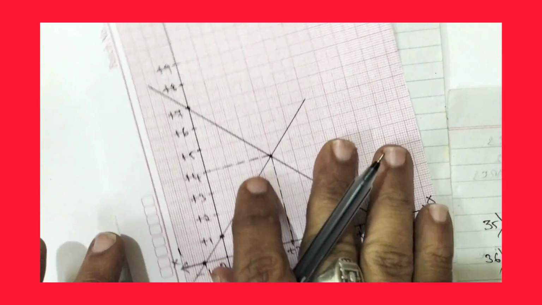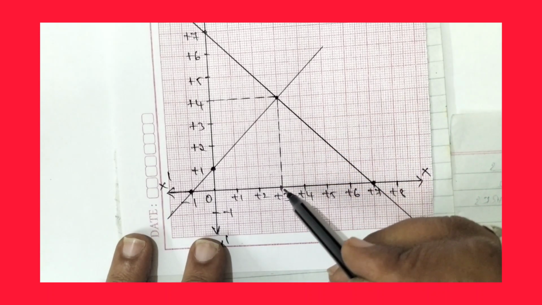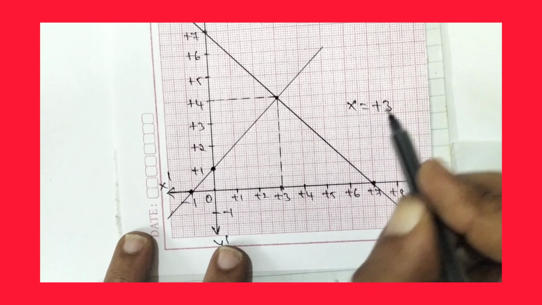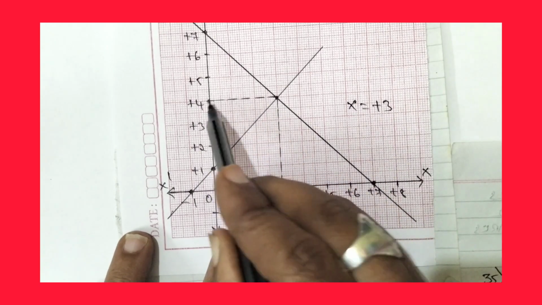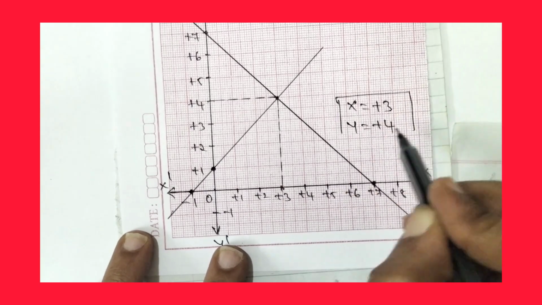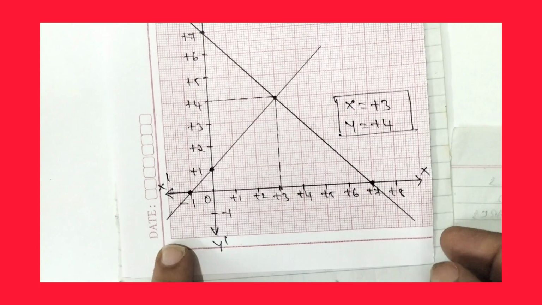So now that intersecting line is meeting the x-axis at 3. Therefore x is equal to plus 3, and it is meeting at y is equal to plus 4. Therefore the solution for the given linear equation in 2 variables is x is equal to plus 3 and y is equal to plus 4. So like this we have to draw the graph. Next let us move to the next question.